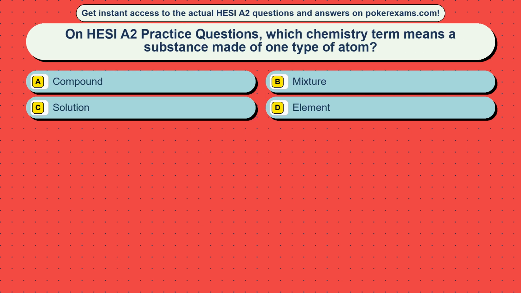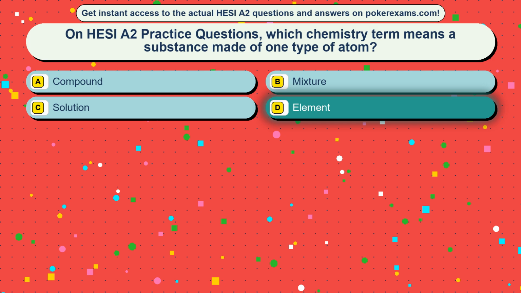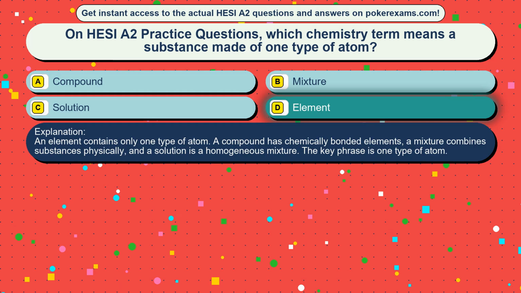Question 14. On HESI A2 practice questions, which chemistry term means a substance made of one type of atom? Option A, compound. Option B, mixture. Option C, solution. Option D, element. The correct answer is option D, element. An element contains only one type of atom.